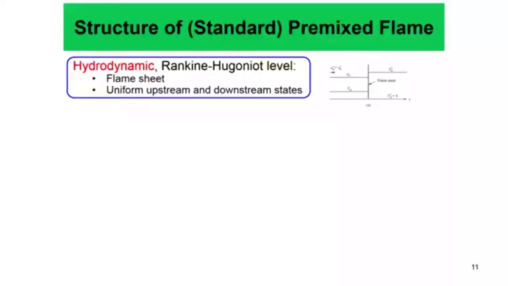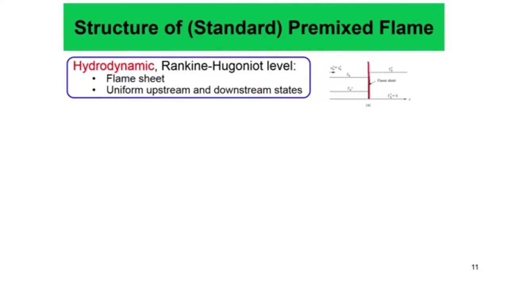So now we talk about the deflagration wave, and that is essentially a laminar premixed flame. We have seen that we can have very different descriptions of the premixed flame at different levels. We can look at the hydrodynamic level or the Rankine-Hugoniot level, where we consider the whole flame structure to be a sheet, and we do not resolve the structure of the sheet. What happens inside the flame or how the chemical reactions happen, we do not care. We are only happy with the uniform upstream and downstream states, where this is our flame, this is the downstream state, and this is the upstream state.